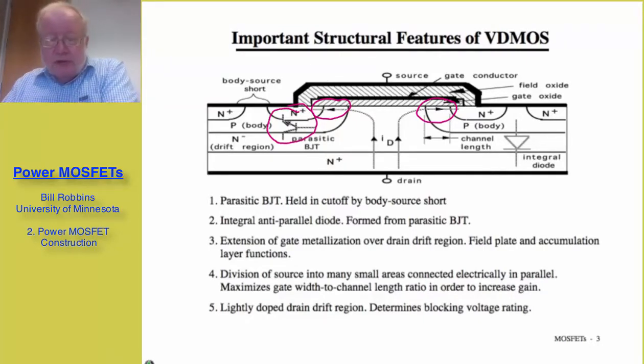So one of the features of modern power MOSFETs is that we have a body to source short. In other words, the source metallization not only contacts the N+ diffusion, it's extended out in this area right here so that the source metallization contacts the body, and thus we have a so-called body to source short. The consequence of this is, from a circuit viewpoint, the base emitter junction of this parasitic transistor is shorted out, and thus it's going to be much more difficult for it to ever turn on.